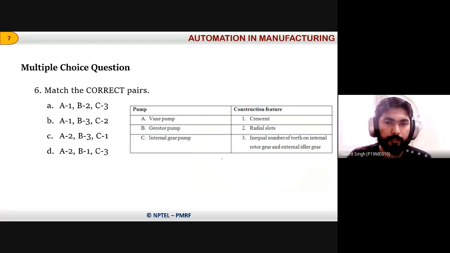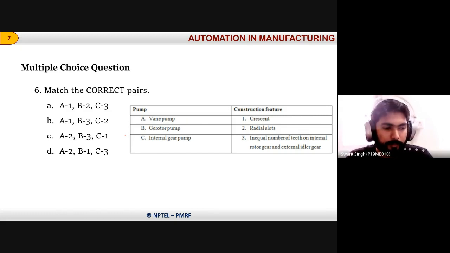Next question. It is a different kind of question. It is the first time you are seeing this match-the-correct-pairs type of question. These are the pumps and their construction features, and you have to match the correct one from pump to construction feature. There are four options given here. Which do you think is the best suited option? Just take your time and try to answer this question.